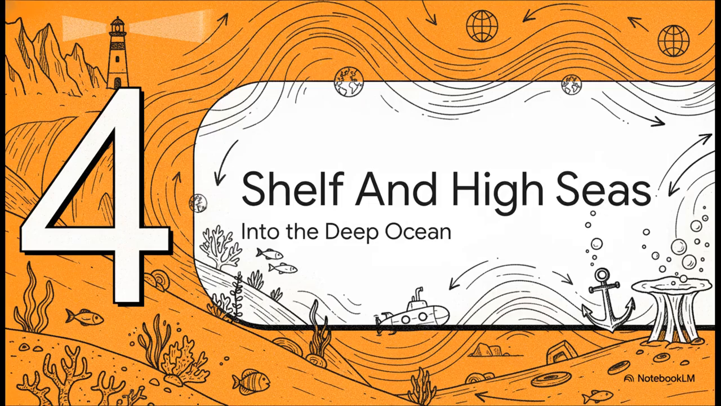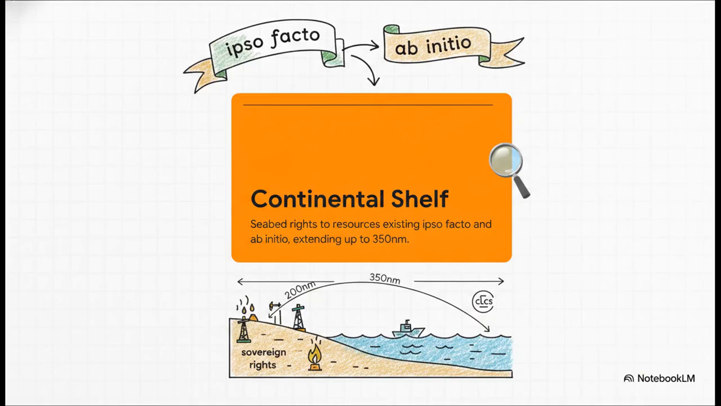Okay, part 4. The continental shelf and high seas. We are heading way out into the deep ocean now. Let's look down at the seabed itself. This is the continental shelf. Physically, it's the natural underwater prolongation of a state's land territory. Legally, it extends to the outer edge of the continental margin, or at a minimum, out to 200 nautical miles. With that CLCS approval we just mentioned, it can even extend up to 350 nautical miles.